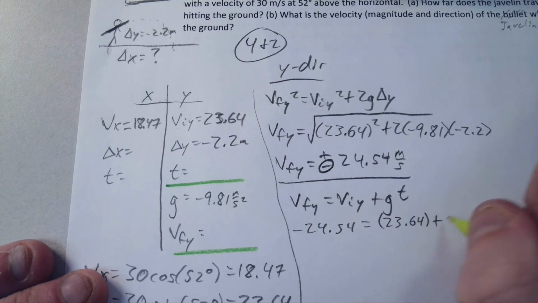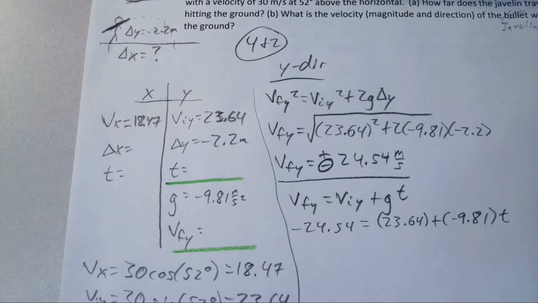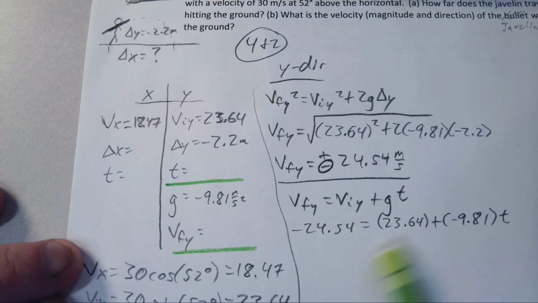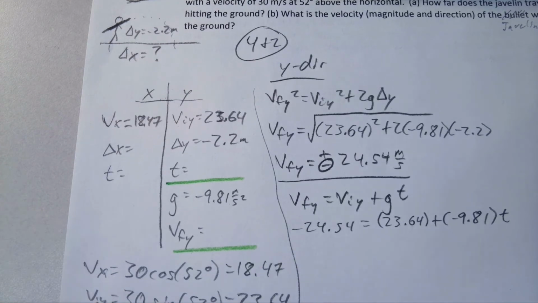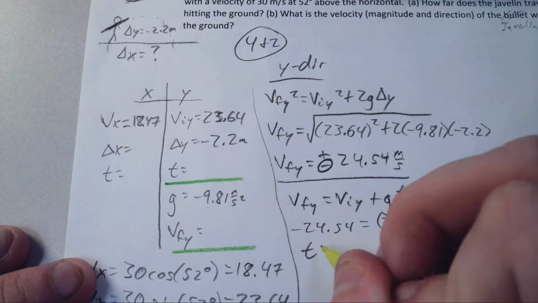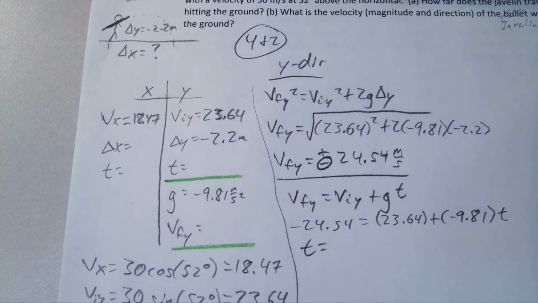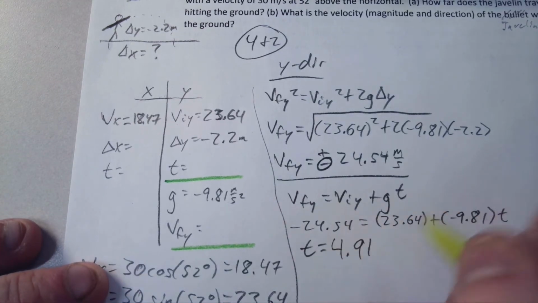Careful with the algebra there. So you're going to take negative 24.54, subtract 23.64, so you're going to get an even bigger negative number. Dividing by negative 9.81 should give you a positive time. If you don't get a positive time there, that should be telling you something. It doesn't necessarily mean it's a catastrophic error. It could just be some calculation or calculator error. 4.91 seconds.